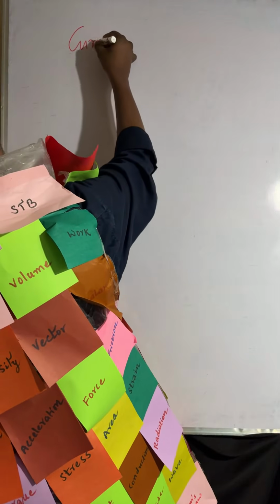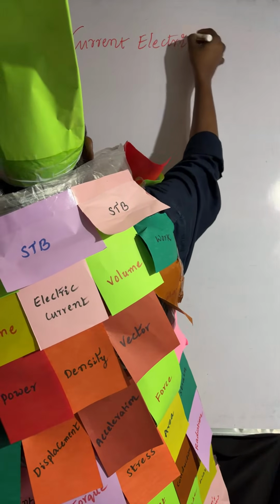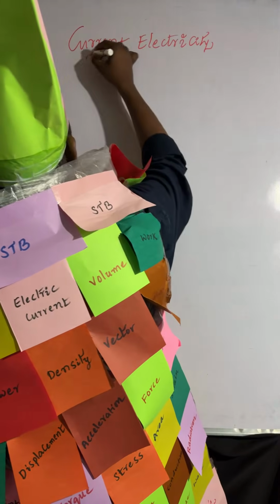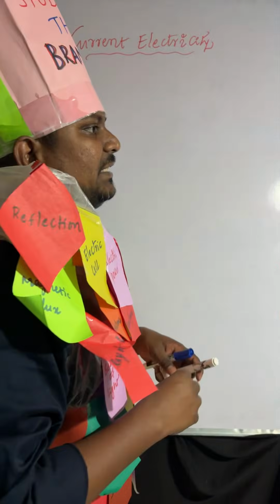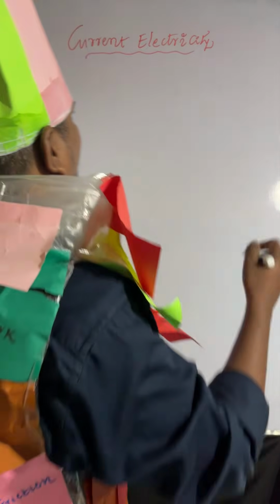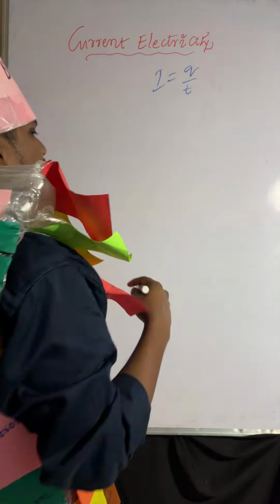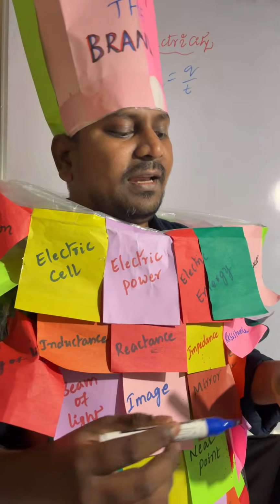Today we are going to discuss current electricity. Current electricity is nothing but the rate of flow of net charge through unit area of cross section. So I equal to q by t, the net charge flowing through unit cross section area.